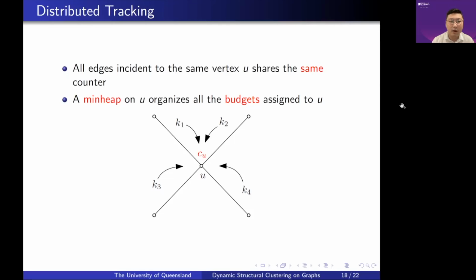As a result, all edges incident to the same vertex can share the same counter CU. And we use a min heap on U to organize all the budgets assigned to U. Then when an affecting update UW comes, we only need to increase CU and CW by 1. And then we let the distributed tracking technique decide which edge needs to recompute the approximate similarity and needs to be relabeled.